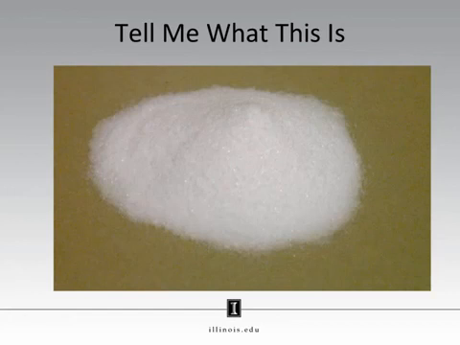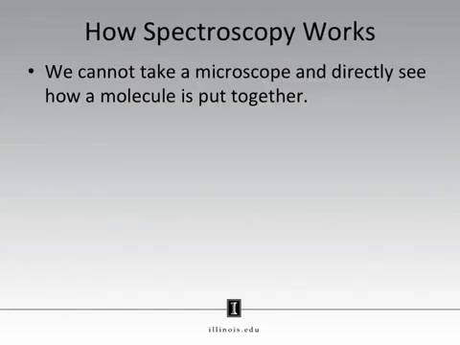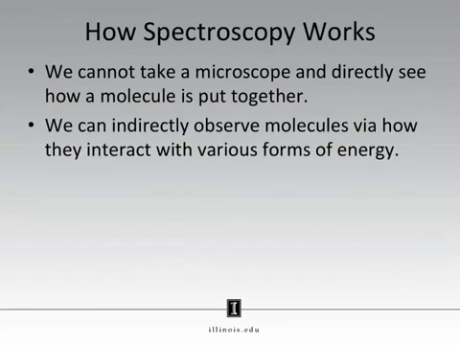Spectroscopy is useful because it analyzes compounds on the molecular level. There is no way for us to directly see what atoms make up a molecule and how those atoms are connected. What we can do, however, is indirectly observe the molecule. And how we do this is by seeing how the molecule interacts with various forms of energy.